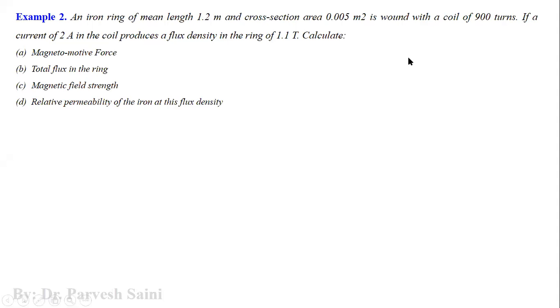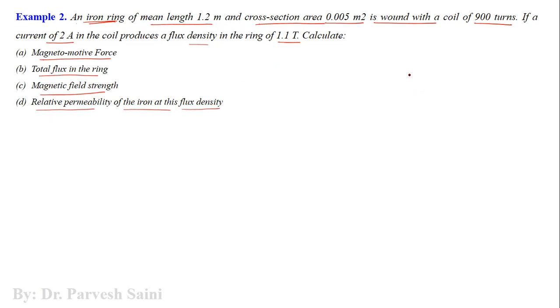Now let us come to the next example of today's class. In this, the statement is very simple. There is an iron ring which has the mean length of 1.2 meter and its cross section area is 0.005 meters square. So this is square in fact, and it is wound with a coil of 900 turns. So if the current of 2 ampere is flowing in the coil and it produces the flux density of 1.1 Tesla, so we have to find out these four parameters: the MMF, magnetomotive force, the total flux in the ring, magnetic field strength, and relative permeability of the iron at this flux density.